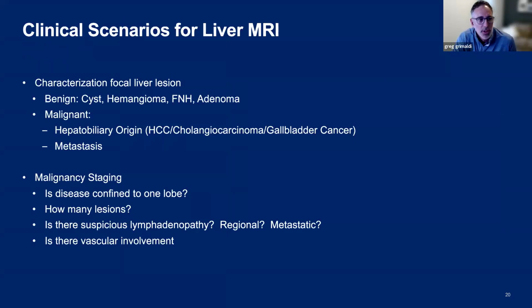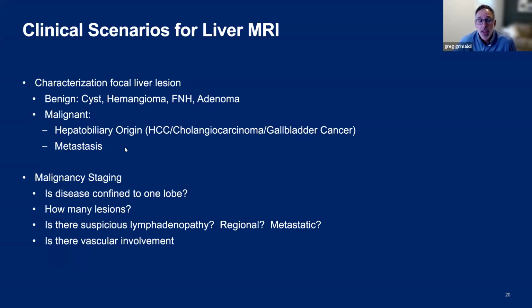So you guys are ordering these, but I just wanted to give my perspective. Often it falls into two categories. We're either trying to characterize a focal liver lesion. In the oncology world, I'm trying to tell you whether I think what I see in the liver is benign. Is it a cyst? Is it a hemangioma? And I showed you a nice classic enhancement pattern of a hemangioma. Is it FNH or adenoma? Are these benign things, or are they malignant? And if it's malignant appearing, do I think it's something of hepatobiliary origin, such as HCC, cholangiocarcinoma, or gallbladder cancer? Often these go hand in hand. Or is it a metastasis?